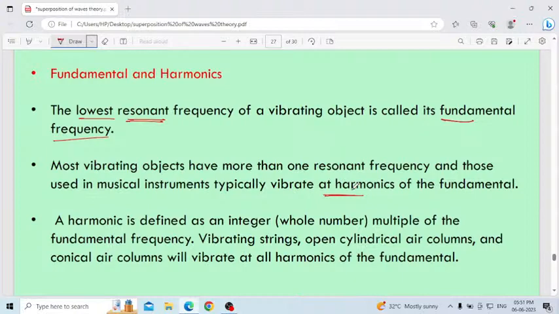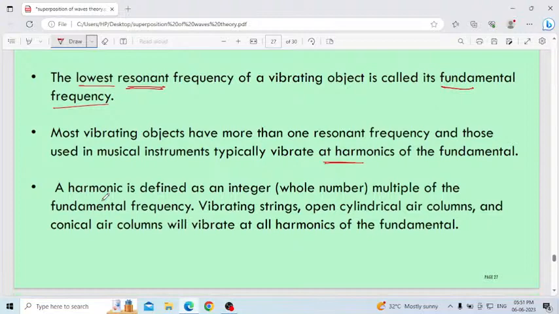Okay, rhythmic frequency or rhythmic amplitude, with the same amplitude and frequency, rhythmically they will be vibrating. That one we will consider as a harmonic. What is the definition of harmonic then? Harmonic is defined as an integer or whole number multiple of the fundamental frequency.